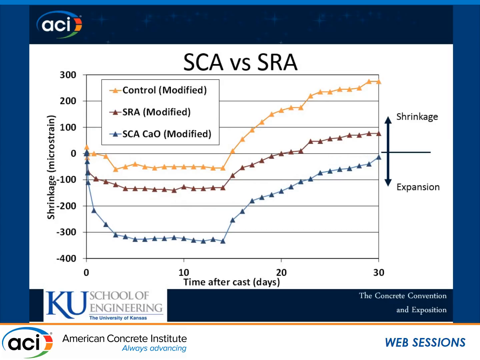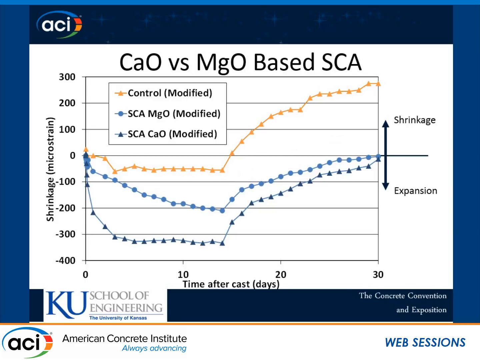And finally, I want to talk about the behavior of SCA and SRA mixes. Here we can see the mixtures containing an SRA induced much less expansion compared to the mixtures containing SCA. But after the 14-day curing period, the drying shrinkage rate is much reduced compared to the calcium oxide-based SCA. And I want to note that the magnesium oxide-based SCA that was commercially available to us had a part of shrinkage-reducing admixture in it. So here we can see, although it did not expand as much when compared to the calcium oxide-based SCA, the drying shrinkage is much reduced.